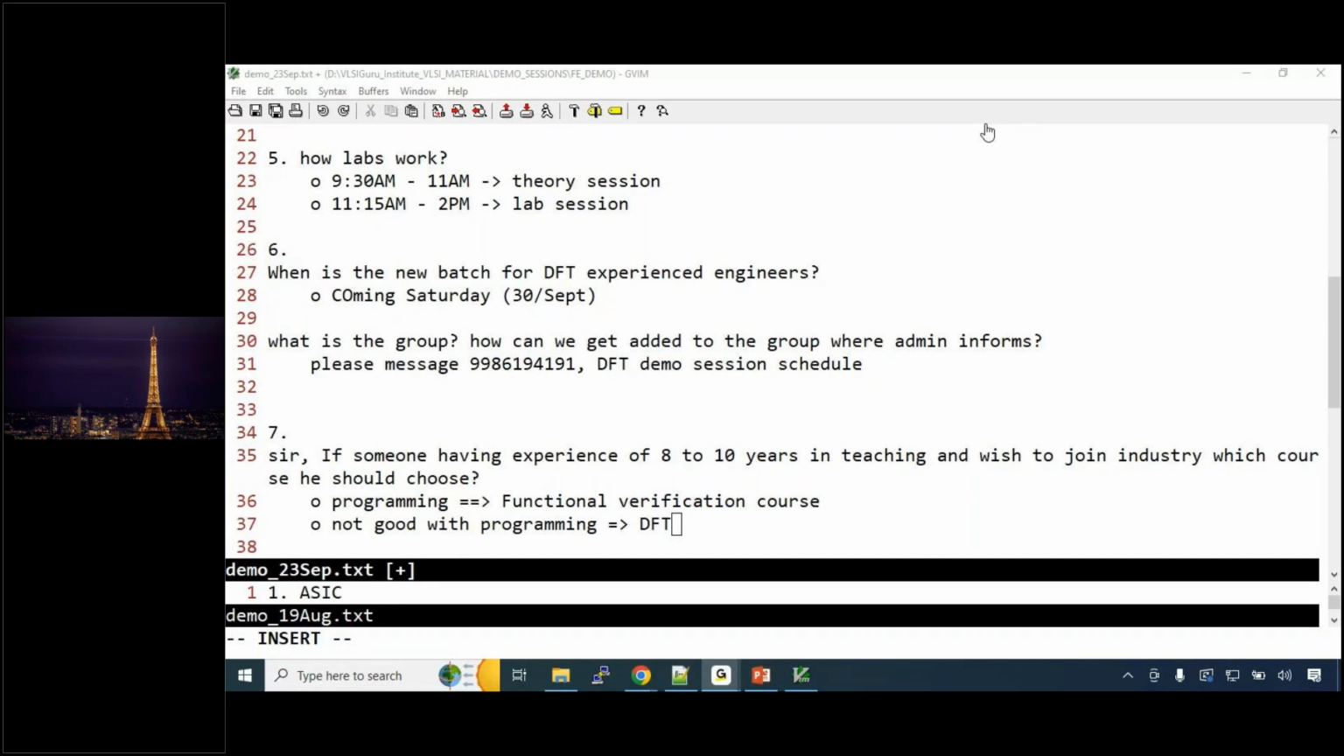Even if they don't ask you DFT in depth, they can ask you basics like what is DFT. They cannot ask more than that. If you say that you worked in functional verification, they will only ask about functional verification.